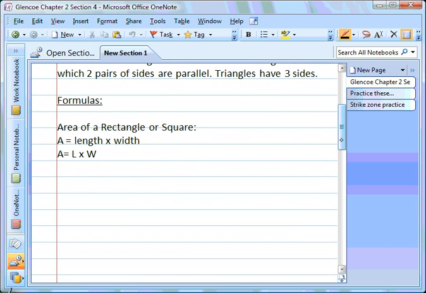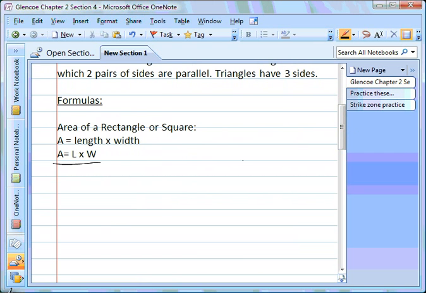I'm going to go ahead and scroll down here and start with our first formula. To find the area of a rectangle or square, the area will equal length times width. The shortened form of saying that would be to write A equals L times W. Now, for the sake of this chapter, length and width can pretty much be substituted back and forth with base times height. So keep that in mind as we work through.